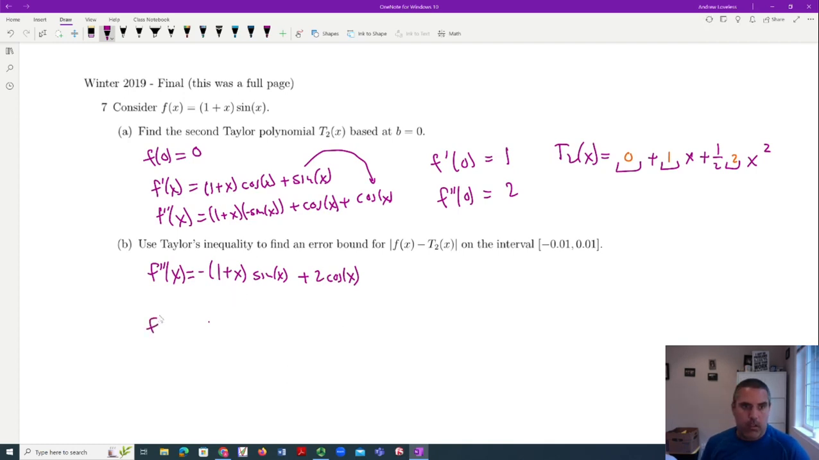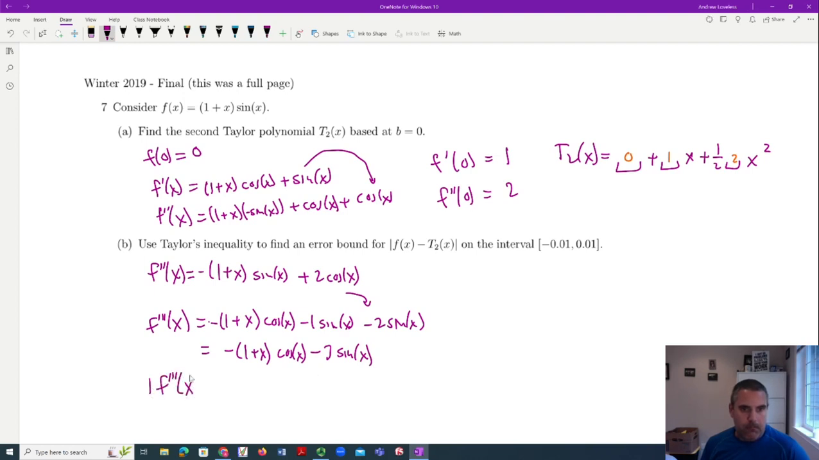So I need to compute the next derivative. The next derivative would be, okay, the first times the derivative of the second is cosine plus the derivative of the first, which is negative 1, times sine, and the derivative of this, which is negative 2 sine. And so we're getting negative 1 plus x cosine of x minus 3 sine of x. So the absolute value of this is this. I mean, we can include the plus, the minuses or not. It doesn't change the absolute value, so I'm going to write it without.